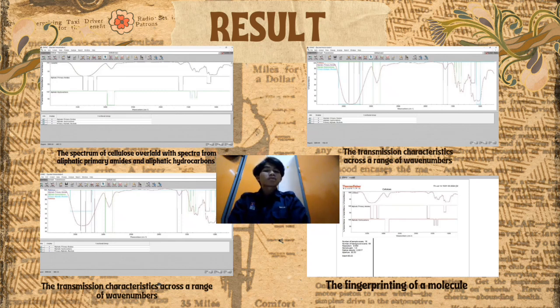Fifth is the spectrum of cellulose overlapping with spectra from aliphatic primary amides and aliphatic hydrocarbons. Sixth is the transmission characteristics across a range of wave numbers. Seventh is the transmission characteristics across a range of wave numbers. Eighth is the fingerprinting of a molecule.